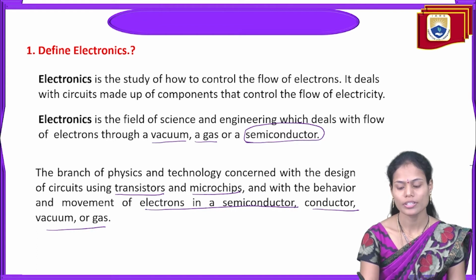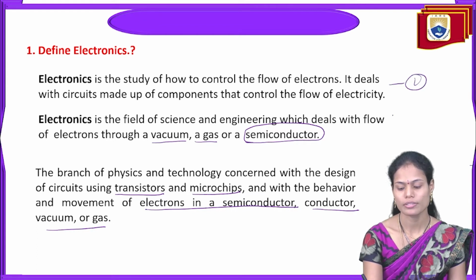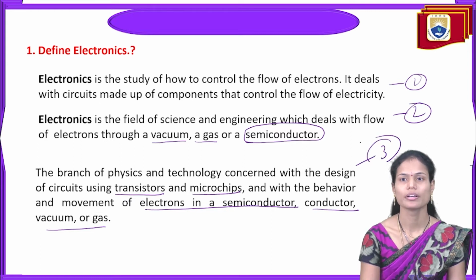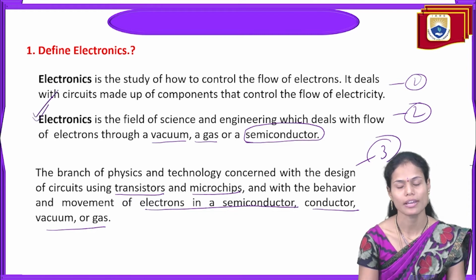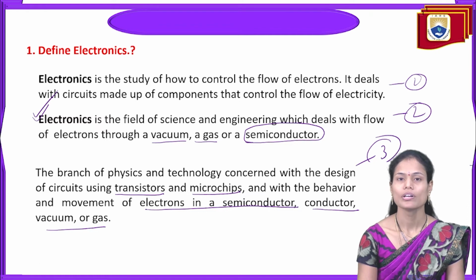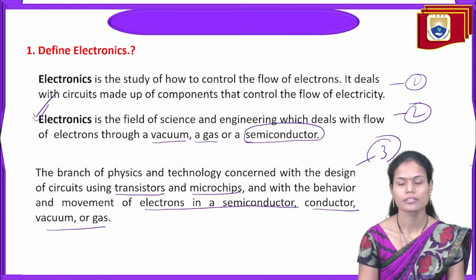Among these three definitions, we can use any one for electronics, but in most cases we will use this particular definition: it is the branch of science and engineering which deals with the flow of electrons through a semiconductor or a gas or a vacuum tube.